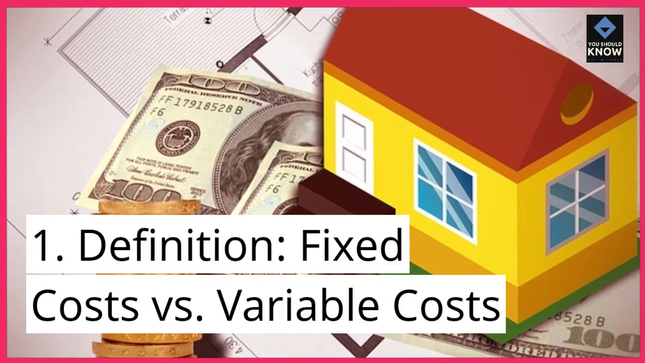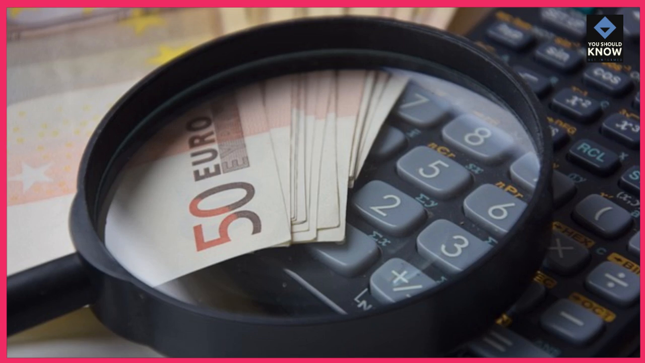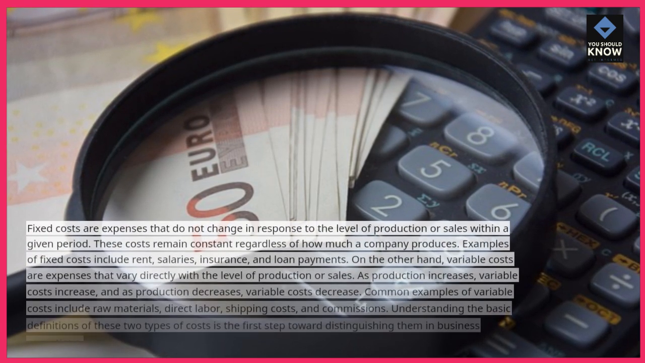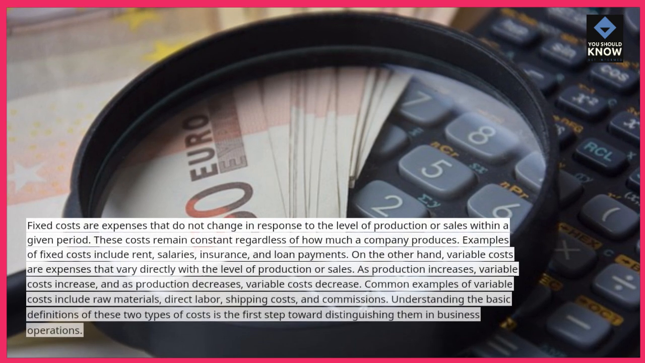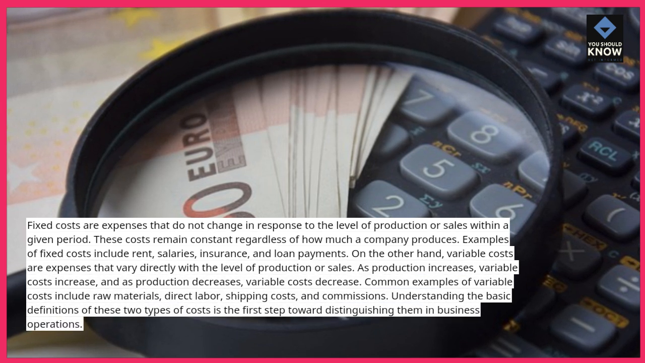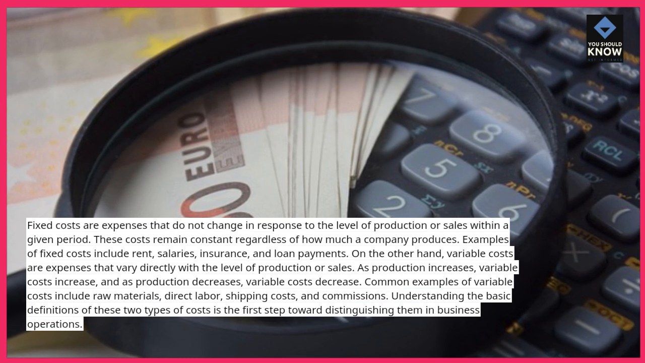1. Definition: fixed costs versus variable costs. Fixed costs are expenses that do not change in response to the level of production or sales within a given period. These costs remain constant regardless of how much a company produces. Examples of fixed costs include rent, salaries, insurance, and loan payments.